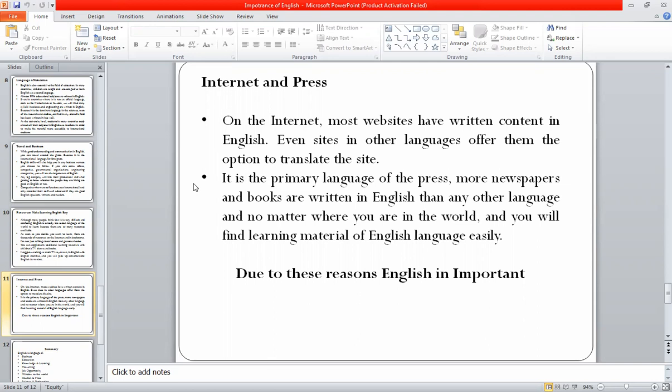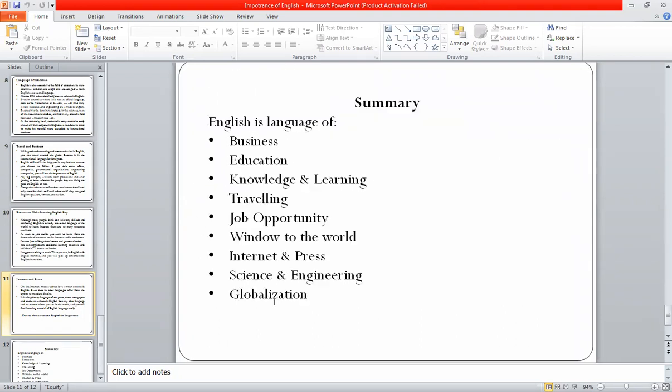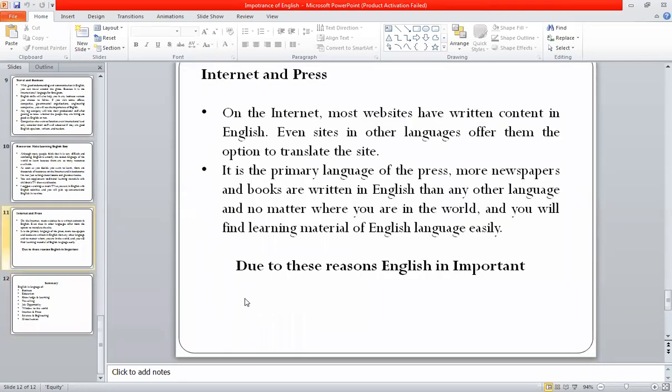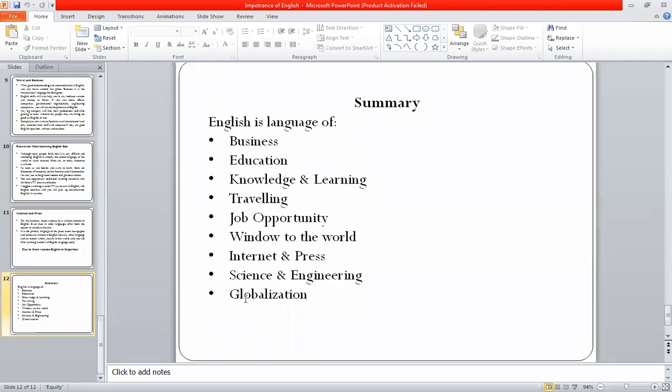So more newspapers and books are written in this language than any other language. And no matter where you are in the world, you will find learning material of English language easily. So you will find the material regarding this English language easily, more than our language. So due to these reasons, English becomes the most important language. So this is the last point of this topic.